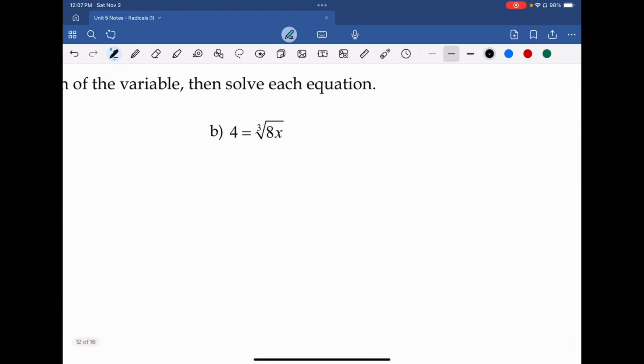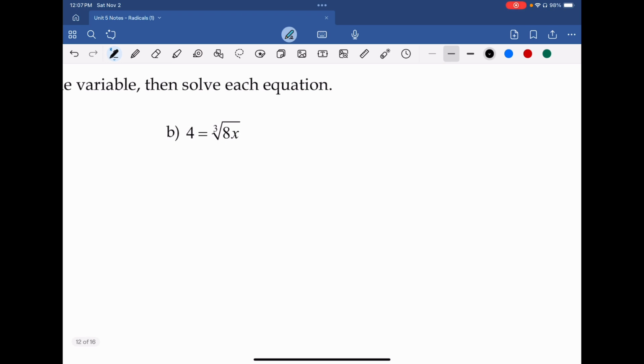Okay, let's go over to part B. Now, part B has 4 equals the cube root of 8x. Anytime we see a cube root or a fifth root, any sort of odd root in terms of the index, what we're going to assume is that x can be an element of the reals because it doesn't matter if it's positive or negative.